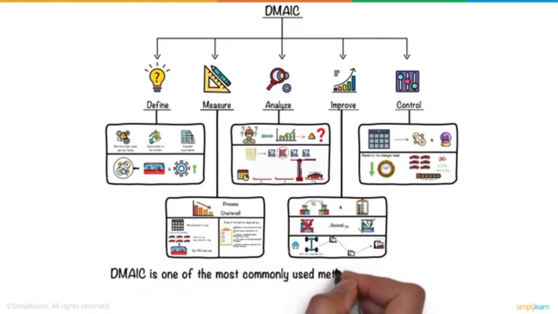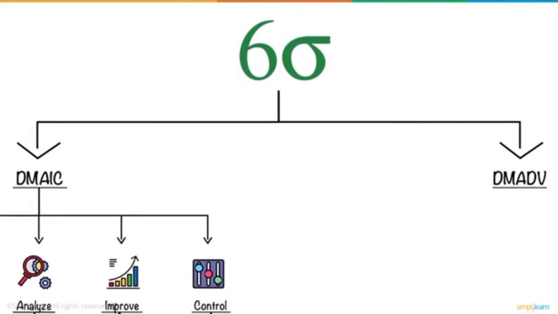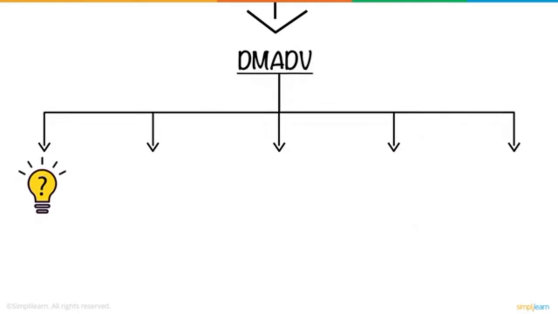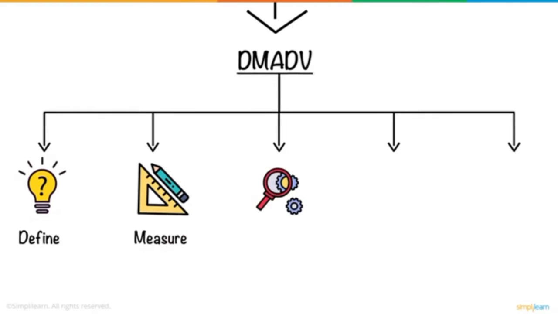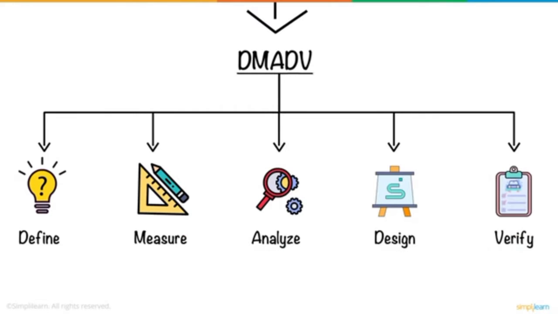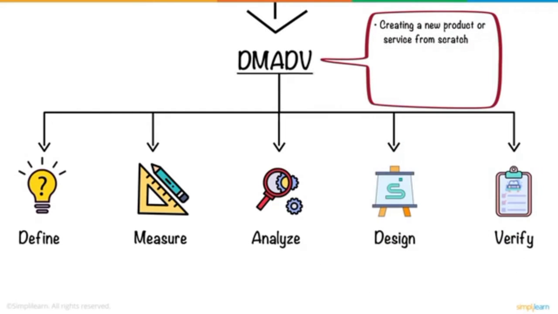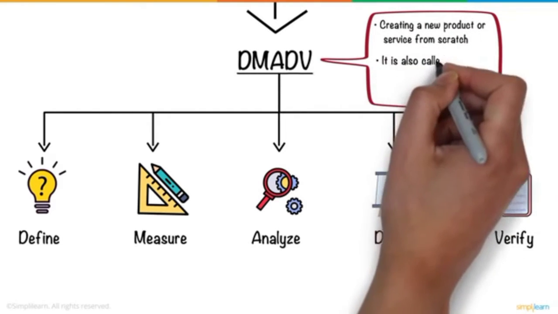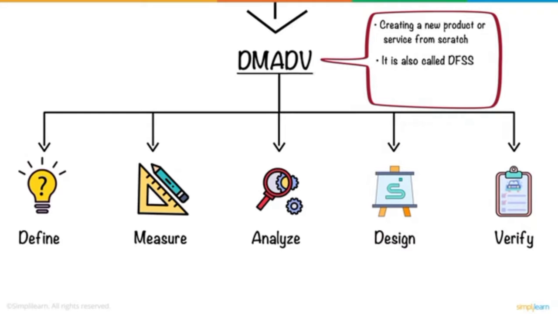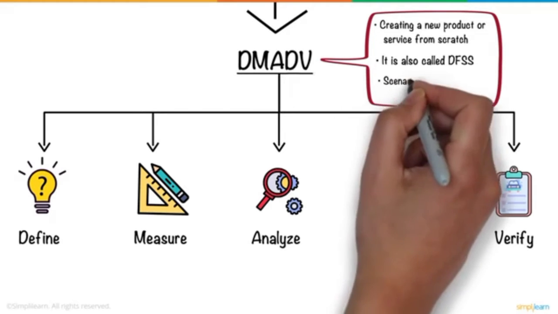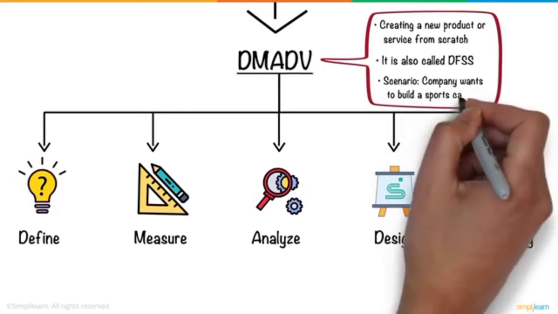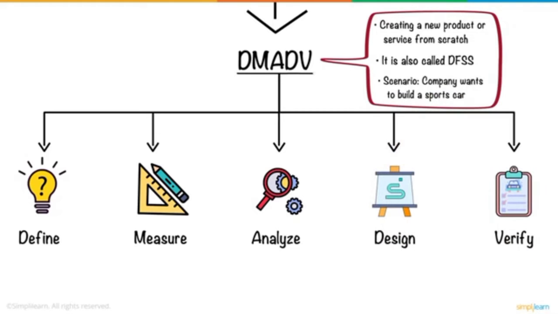DMAIC is one of the most commonly used methodologies in the world. It focuses on improving the existing products of the organization. The second methodology is DMADV, which is short for Define, Measure, Analyze, Design, and Verify. It is used when the company has to create a new product or service from scratch. It is also called DFSS, or Design for Six Sigma. Let's take the scenario where the company decides to build a new model, a sports car.